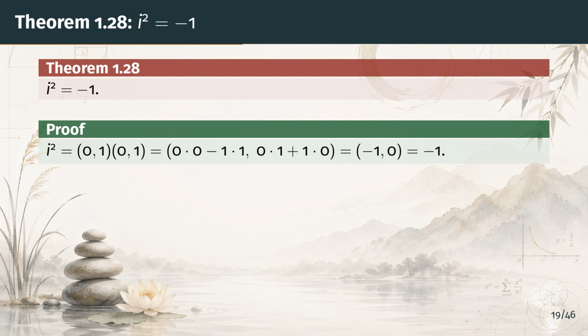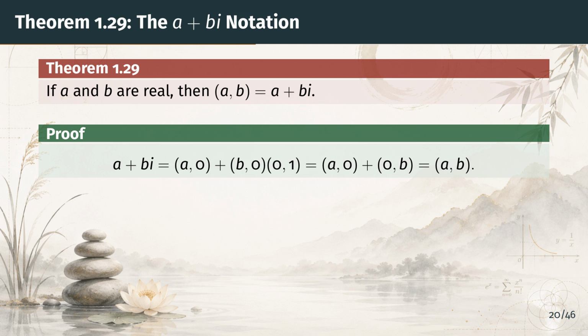Now we can connect the ordered pair notation to the more familiar form. This theorem bridges the two notations. The proof on the slide is just one line, but the idea is important. Using the identification of reals with pairs and the multiplication rule we already defined, the a plus bi notation falls out automatically. We did not need to introduce any new assumptions. From now on, we can freely write complex numbers in either form. With this notation in hand, let's explore conjugation and the absolute value.